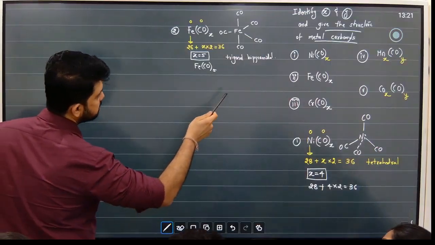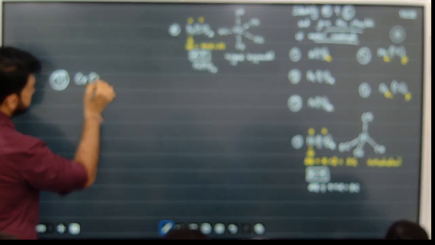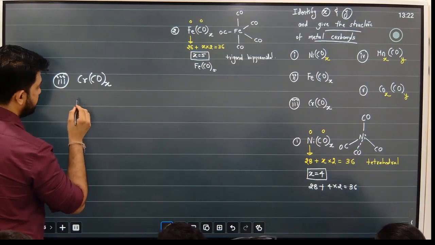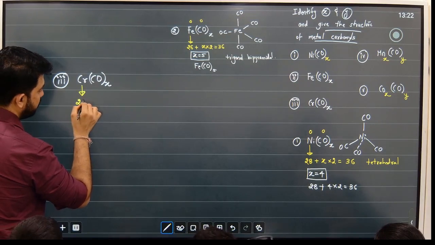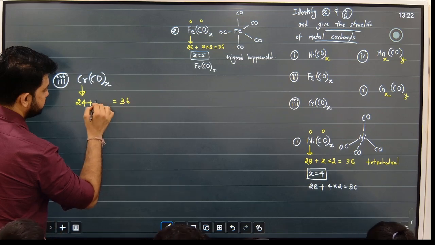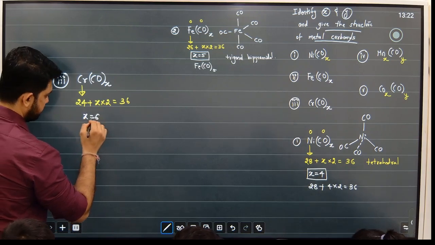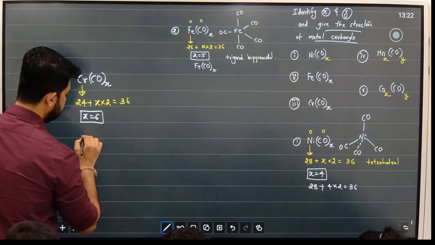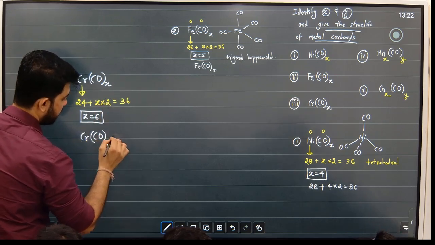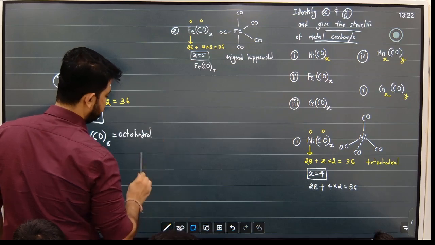Now we will look at the third one. What is the third one? Cr(CO)X. So what about X over here? Chromium is 24, so we have to reach 36. So how much will X be? So this will become Cr(CO)6 and this will be octahedral or square pyramidal.